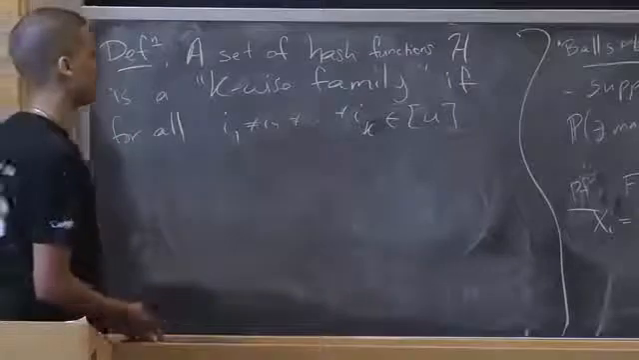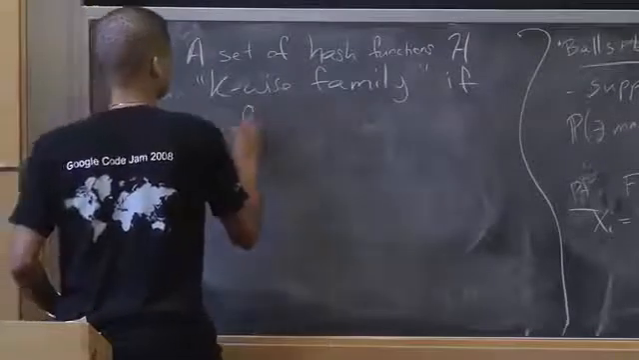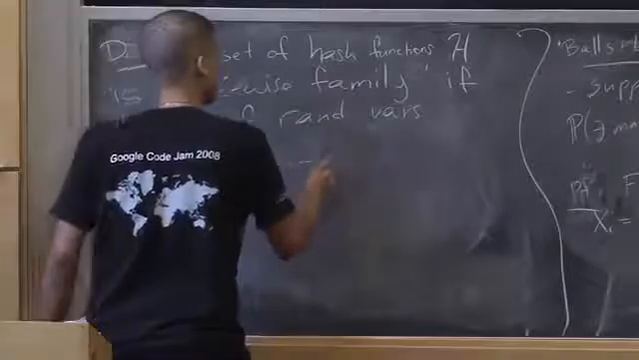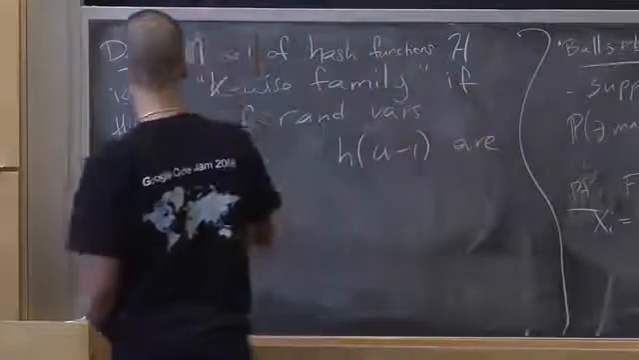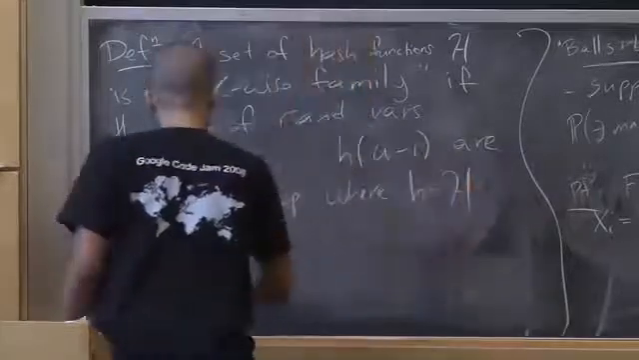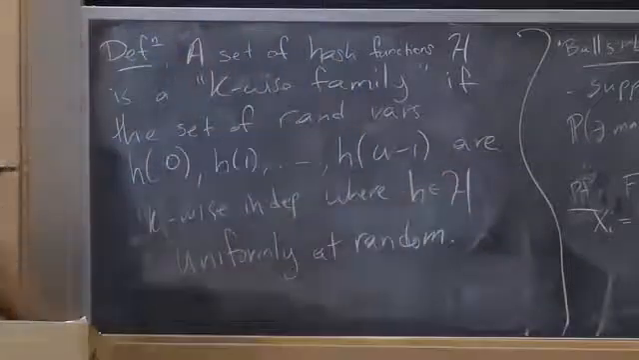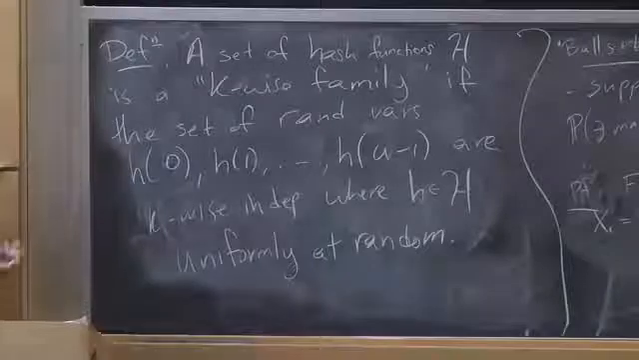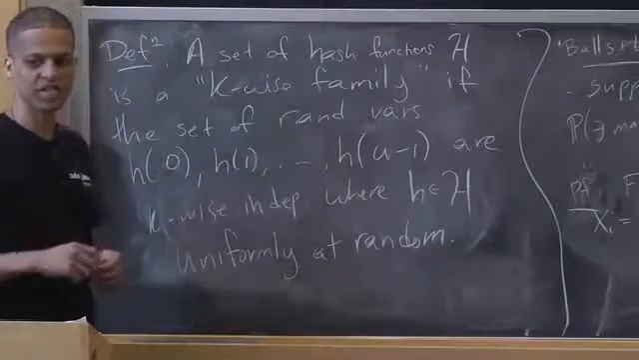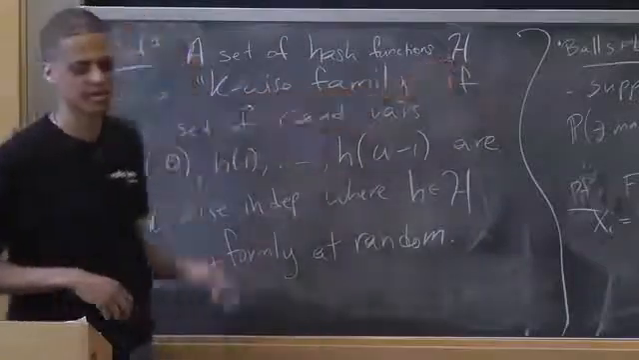Oh well, let me write it like this. I already said what k-wise independence means over there. If the set of random variables h of 0, h of 1, ..., h of u minus 1 are k-wise independent, where h is drawn from this family uniformly at random. Okay, so that's my random experiment. I have this family of functions H, and I draw one at random, and I write down u random variables, which are just the evaluations of that function everywhere. And this set of random variables should be k-wise independent, as I defined over there. That's what it means for this to be a k-wise independent family.